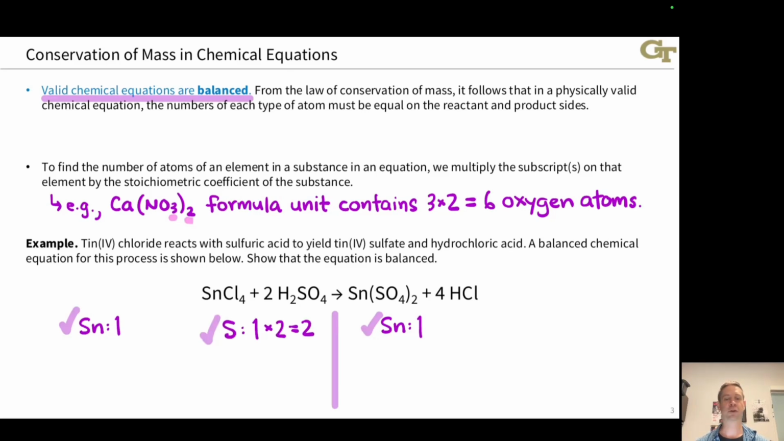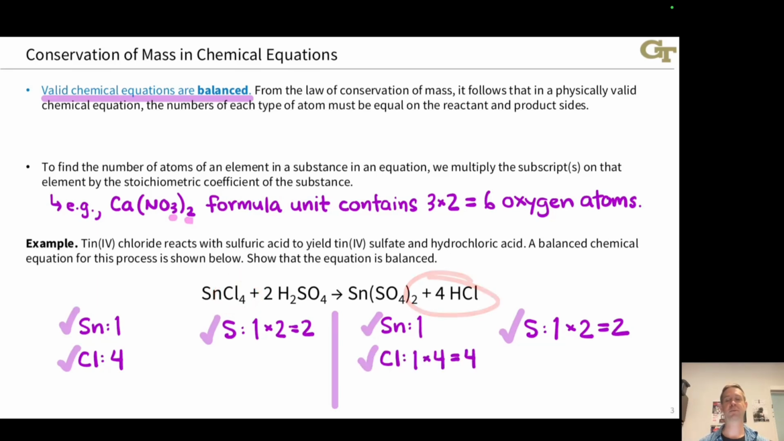We see one sulfur atom on the left in the sulfuric acid. 2 sulfur atoms on the left in the 2 sulfuric acids. Note that that coefficient of 2 means I need to multiply this 1 sulfur by 2 in that collection of molecules on the left. So we've got 2 sulfurs on the left and 2 on the right in the 2 sulfate ions built into tin(IV) sulfate. With chlorine, we've got 4 chlorines in the tin(IV) chloride and 4 chlorines in the 4 HCl molecules on the product side, so chlorine is balanced.